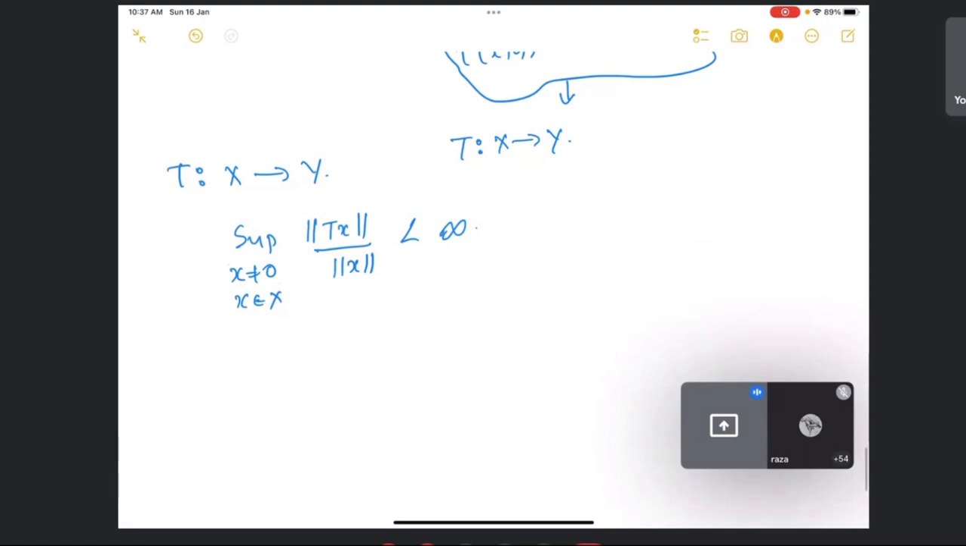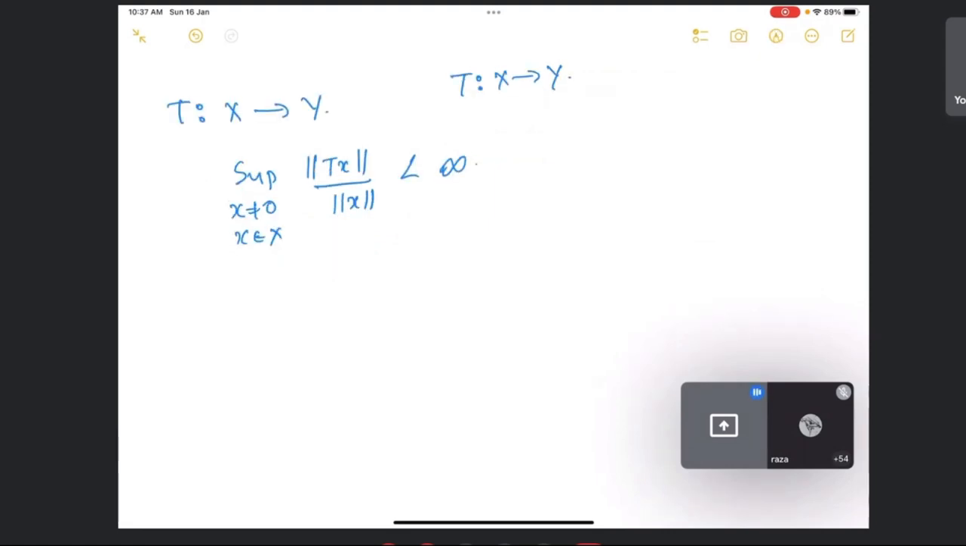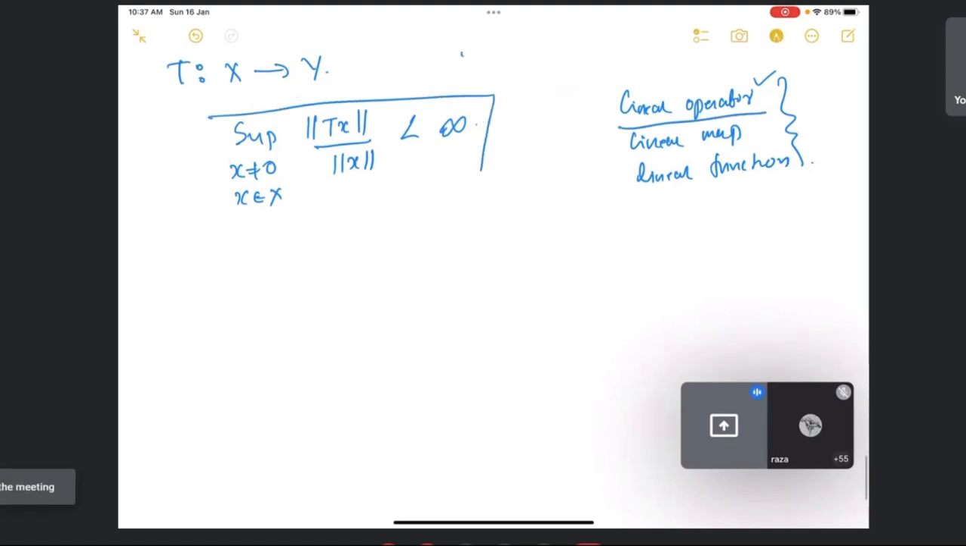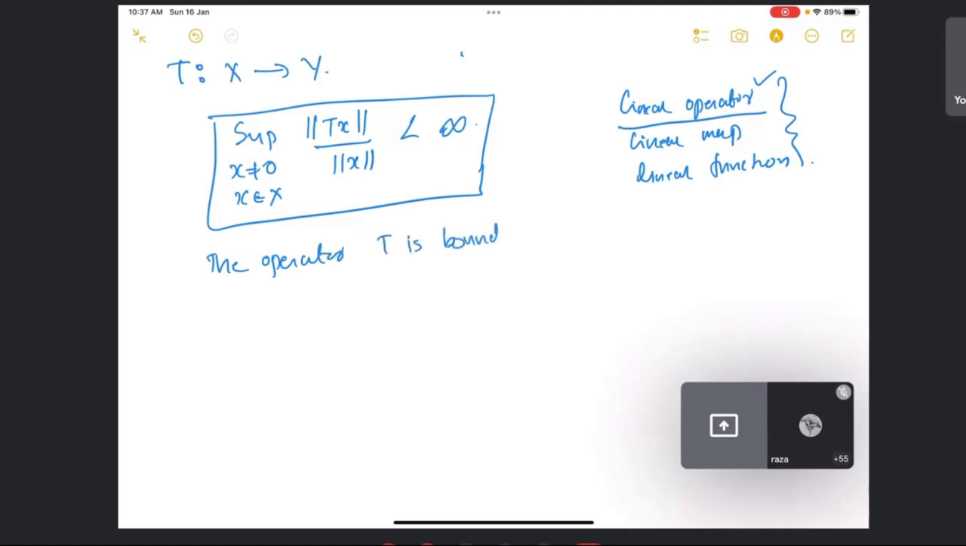When we deal with linear operators or linear maps, I'll usually interchange the terms linear map and linear function. All are the same. In functional analysis, we usually say linear operator. So if this quantity is finite, then we say that the operator T is bounded.